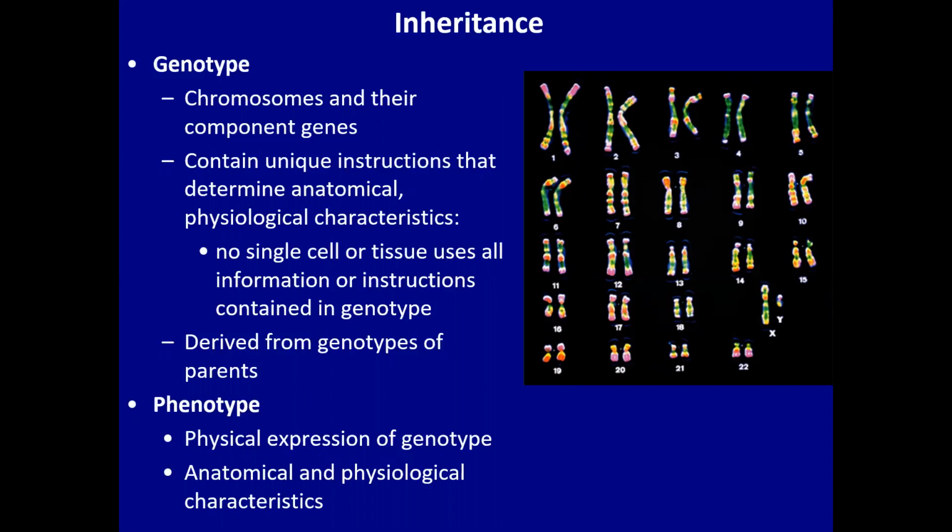And to refer back to what I've talked about before, no single cell or tissue uses all the information contained in a genotype, because we have differentiation and different cells do different things so that different tissues do have different functions. A person's genotype is derived from the genotype of the parents. You essentially got half your DNA from your mom and half from your dad.